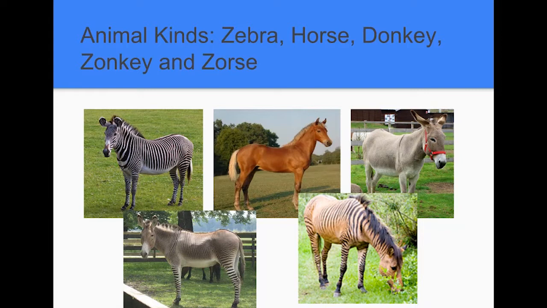So God might not have made the zebra in the first week. He might not have made the horse in the first week, but he made some kind of horse kind. And from that horse kind, these many different varieties have descended over the many generations since Noah's flood.